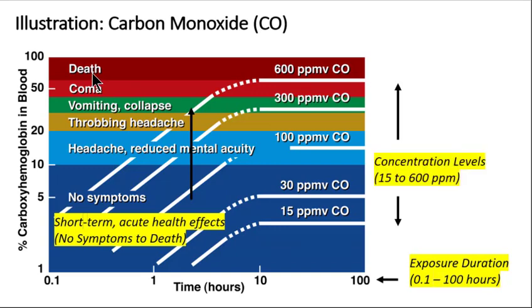Concentration levels are indicated by the white lines going up the plot, ranging from 15 parts per million to 600 parts per million. Reading the plot, a 600 part per million exposure to carbon monoxide for only several minutes would not be expected to yield symptoms. However, as duration of exposure increases, effects begin to occur, from headaches and reduced mental activity for a 600 part per million exposure for an hour, to the risk of death as the exposure to 600 parts per million covers several hours.